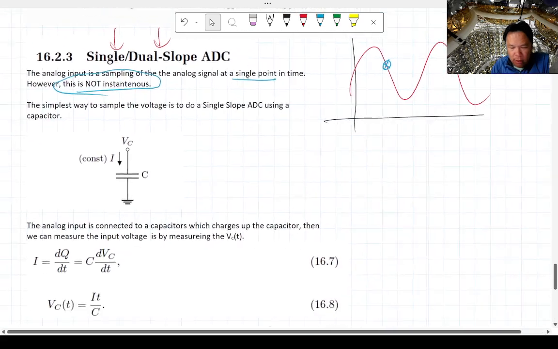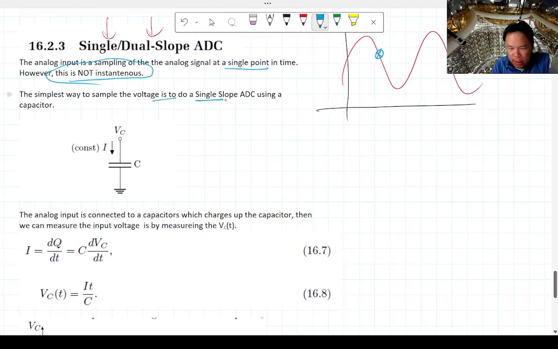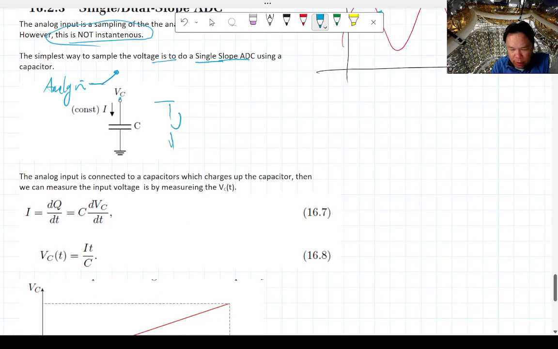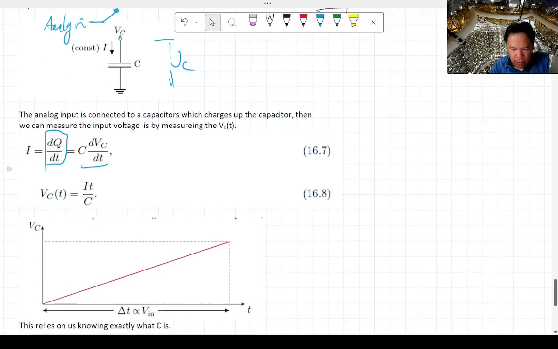The simplest way to sample a voltage is the single slope ADC, which is basically whatever your analog input signal is, you have a little switch, and then you just connect this to the top of this capacitor. By measuring the voltage across this capacitor, you're able to figure out what the input voltage is. So you have the switch that you can flip up and down. When you flip that switch, it's going to charge up this capacitor. As this capacitor charges up, it's going to take a little bit of time.